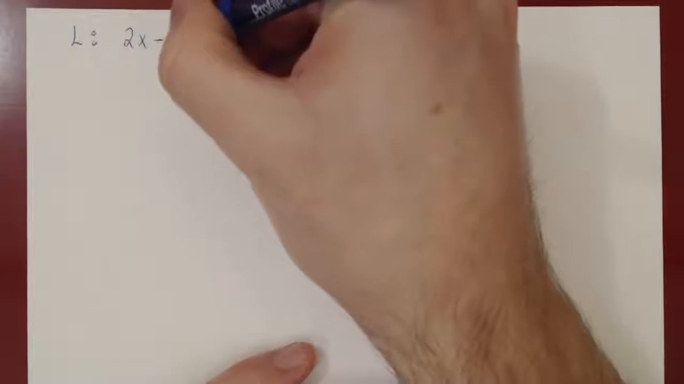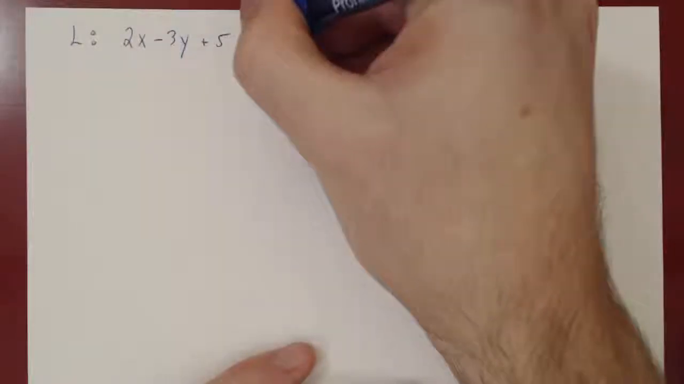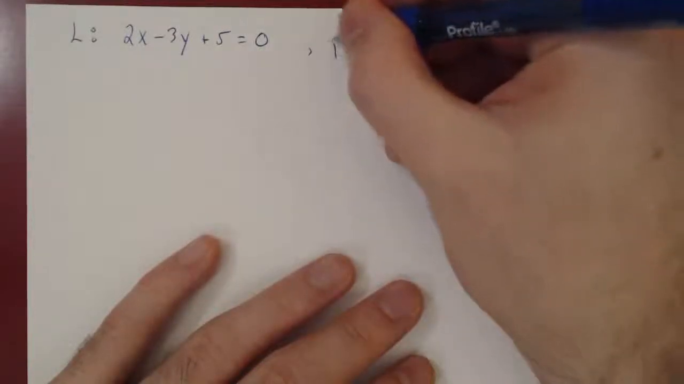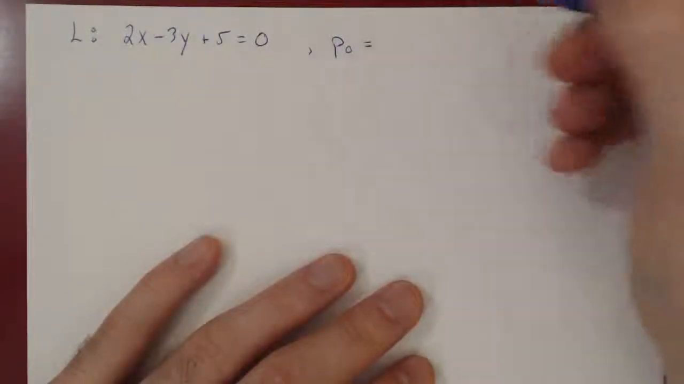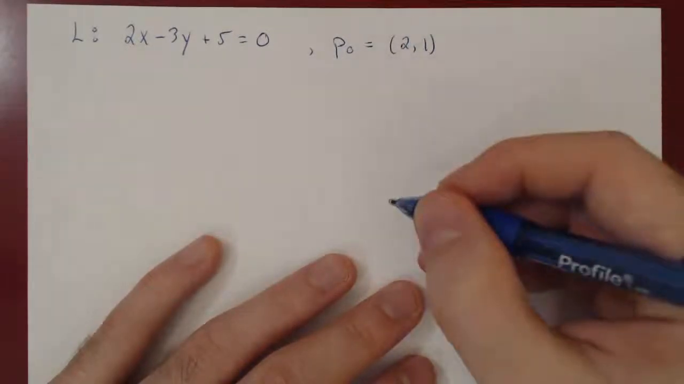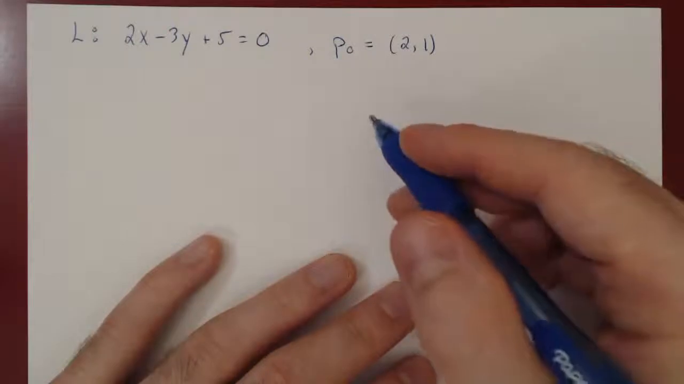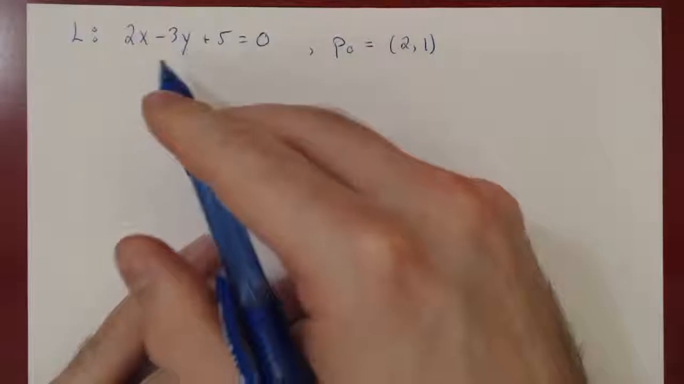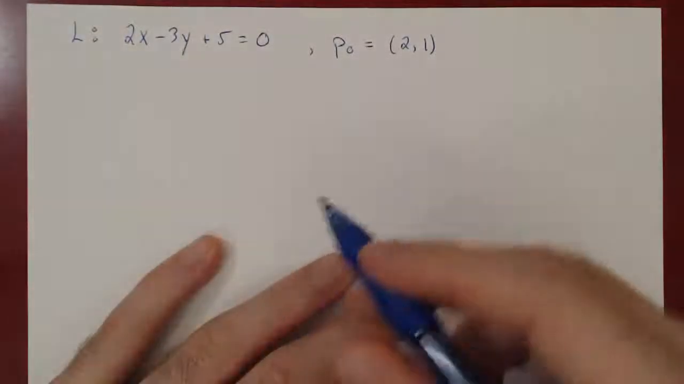Suppose we have the following two objects, again in two-dimensional space. We have a line given by the equation 2x minus 3y plus 5 equals 0. And we have the point, call this P naught, with coordinates 2, 1. We will ask for the distance between this line and this point, and then we'll find the point on the line that lies closest to the point P naught.